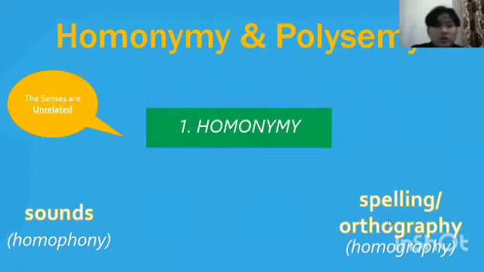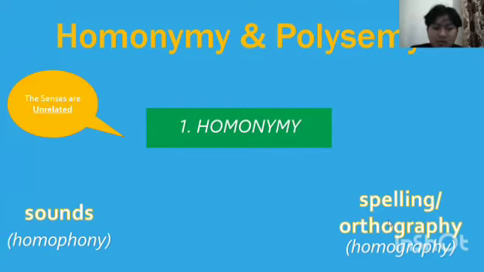Now we talk about homonymy and polysemy. For homonymy, the important thing that we should remember is that the senses are unrelated. Homonymy is divided into two types. The first type is sounds, or we can call it homophony.